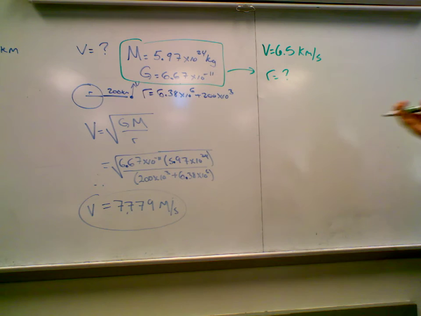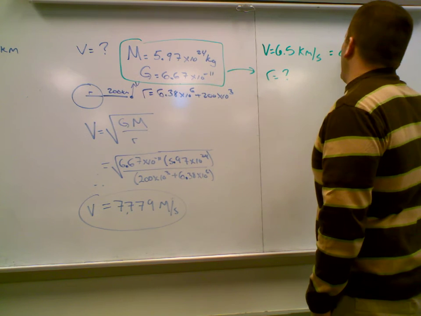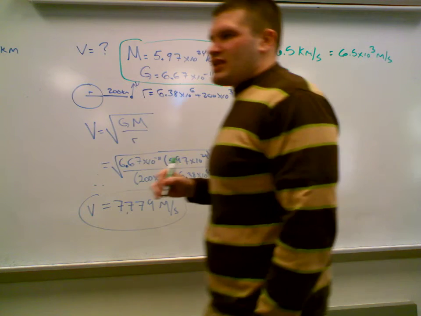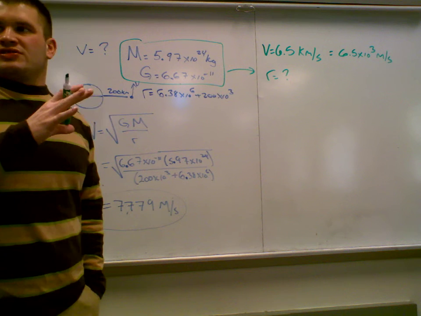Are we supposed to convert that? Yes, we need to convert that because we always work in meters. The nice thing about kilometers is kilo means times 10 to the third. So an easy conversion here is just writing 6.5 times 10 to the third meters per second. Does that make sense? We can't just change it, because then we'd have to change the value of big G.